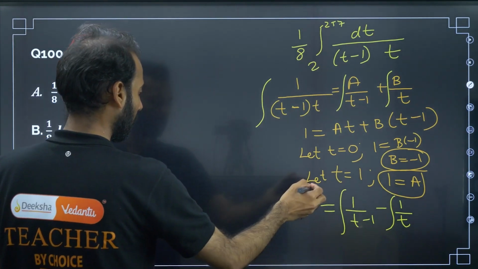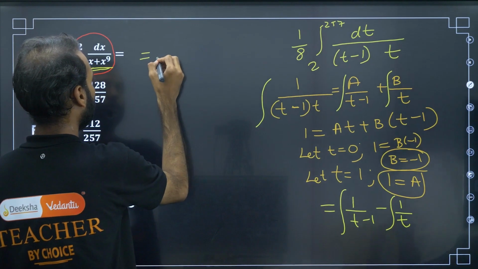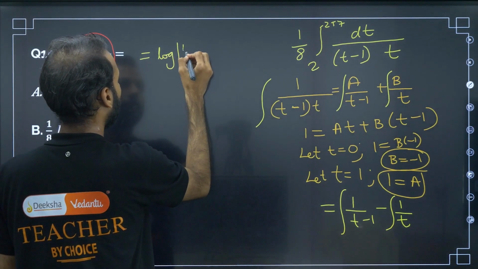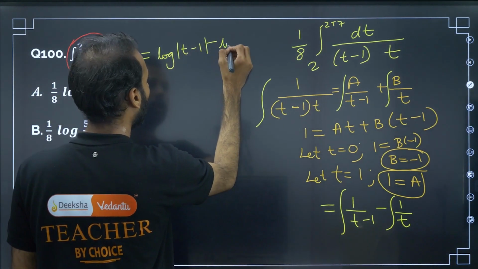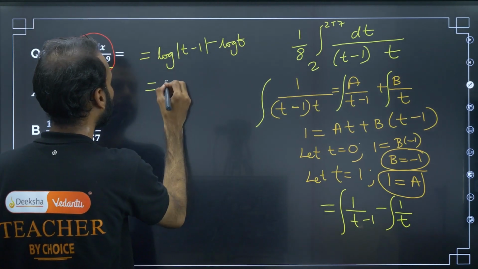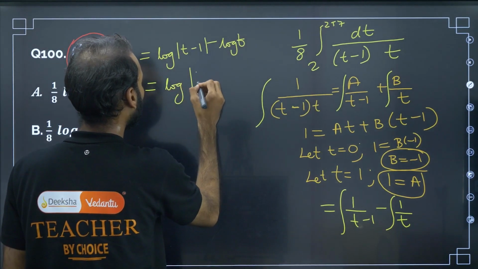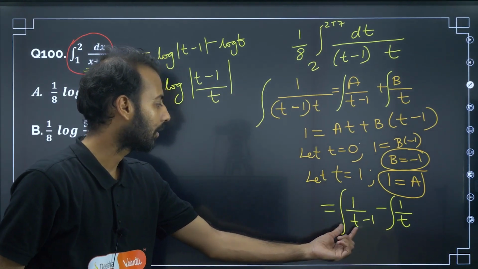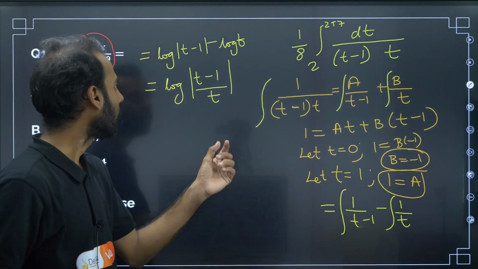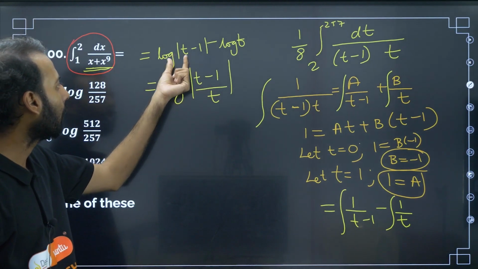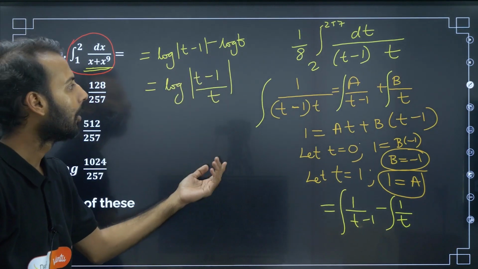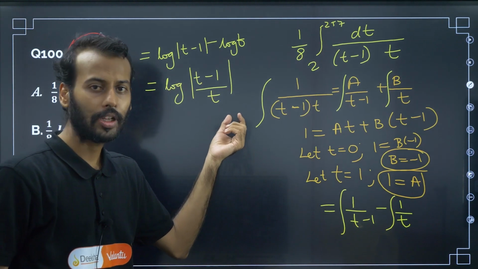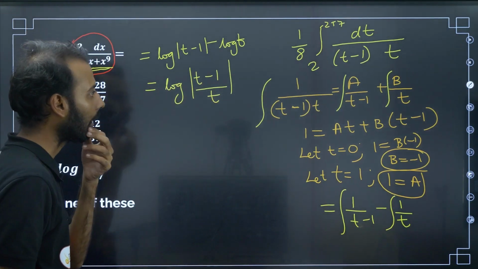Now the integration of 1 by this is equal to log of t minus 1 minus log t. This is also equal to log of t minus 1 by t. See here, integration of 1 by x is log x, so that I have used, and log a minus log b is log a by b. This I am saying properties of logarithm. Using properties of logarithm we can write like this.